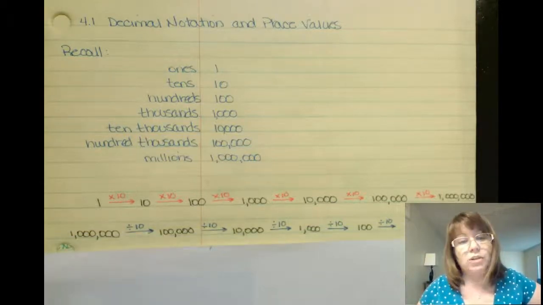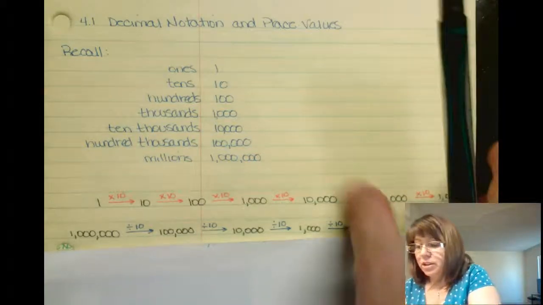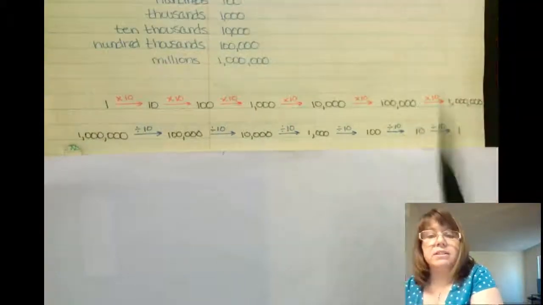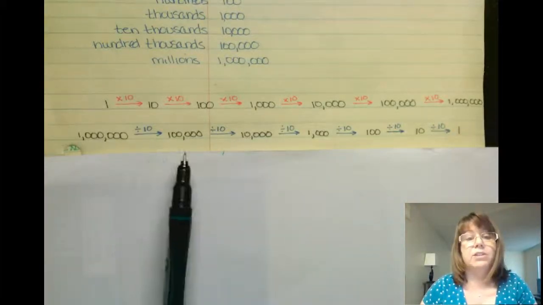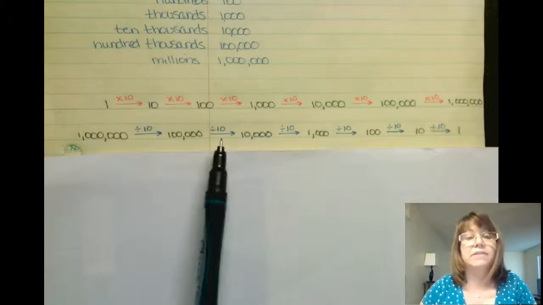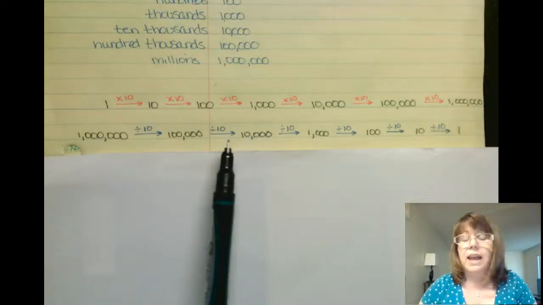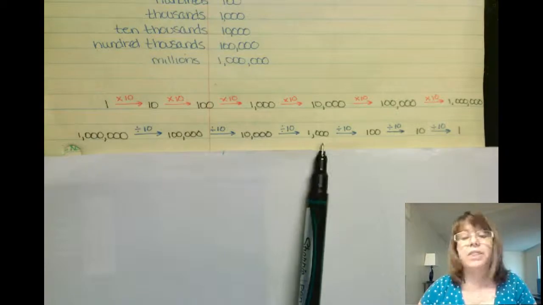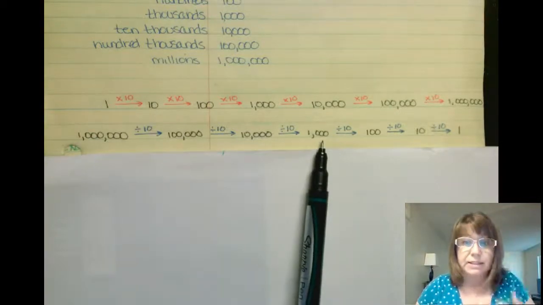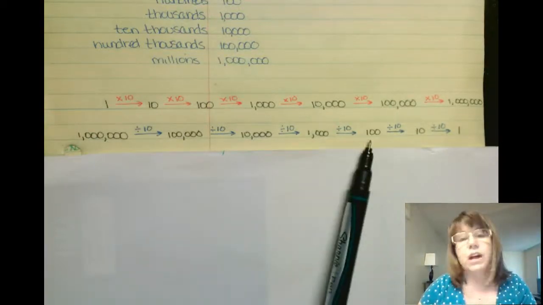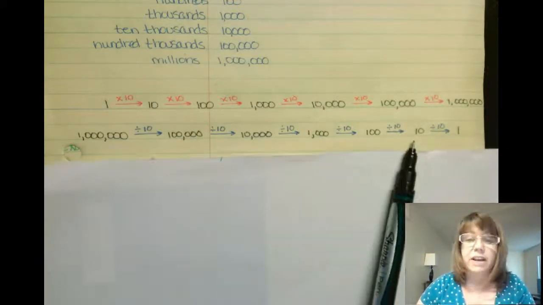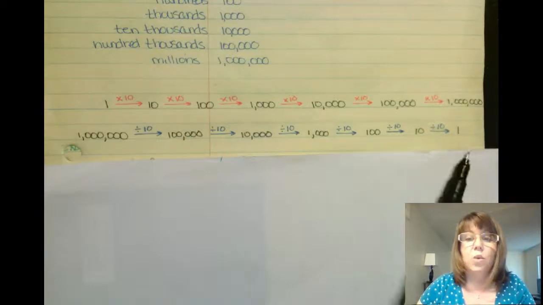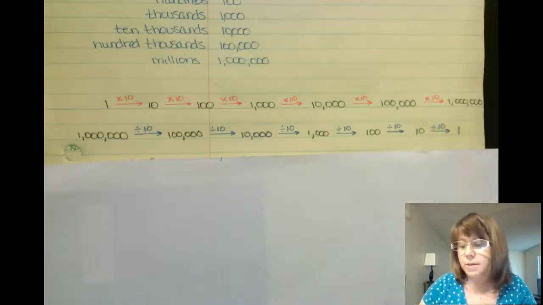But we could go the other direction as well. So what if we had 1,000,000? How do I get to 100,000? Well, I divide by 10. And 100,000 to get to 10,000, I divide by 10. And 10,000 to 1,000, I divided by 10. 1,000 to 100, I divided by 10. 100 to 10, I divided by 10. And 10 to 1, I divided by 10.